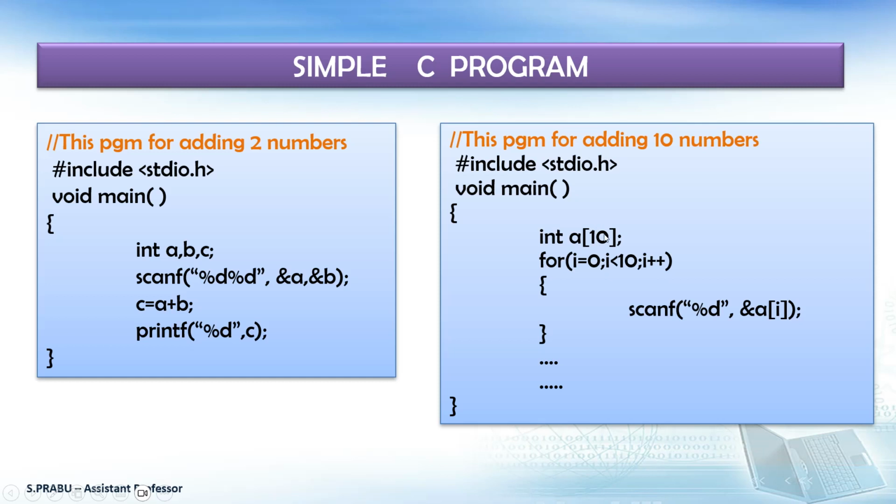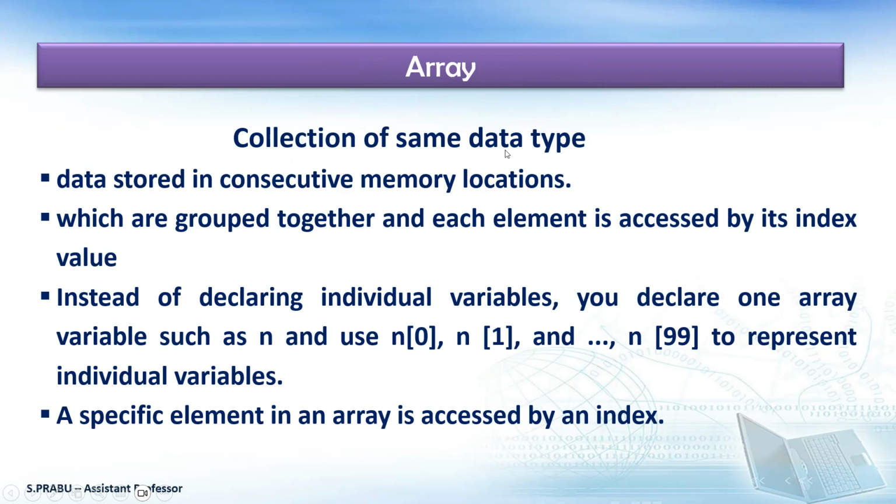For these 10 variables, I can use the single variable name called a. Using the for loop, I can easily get all the values for this array. Suppose I am going to add 100 numbers, I simply give the value 100 here. This for loop is iterated up to 100 times. I can get the individual array elements. So array is a collection of the same data type. When we handle a large number of variables, at that situation we can use the array.